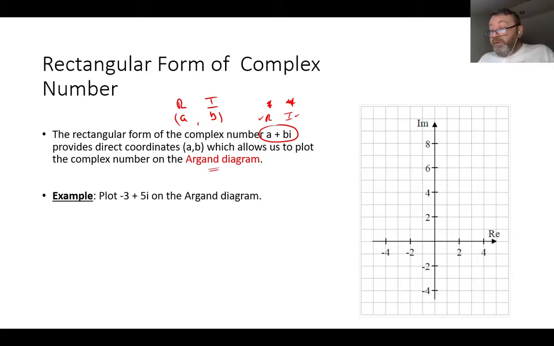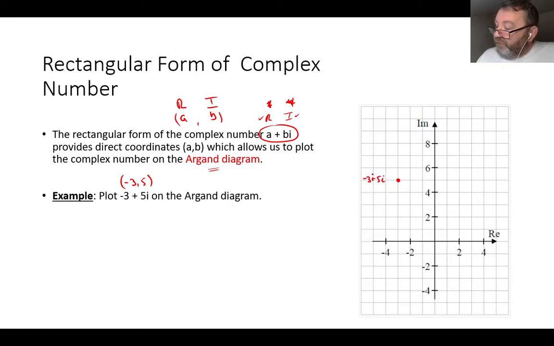So here's a very simple question. Plot the point -3 plus 5i on the Argand diagram. First of all, take it as a couple, -3, 5. You just take the values. Back 3 units, because it's -3, and up 5. So we end up here. Now, that is the point -3 plus 5i.